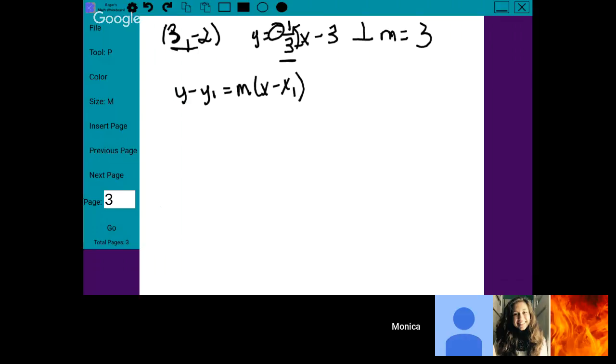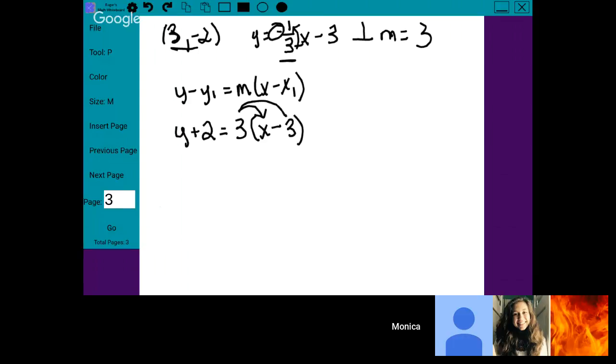Okay, so you'll have y minus y1. Since it's minus y1 in the formula, and your point is a -2, it's going to be y minus a -2, which turns into y plus 2, okay? Equals m, which is 3, because we're finding the perpendicular line, 3 times x minus x1, which is 3, okay? So now you just solve that through.